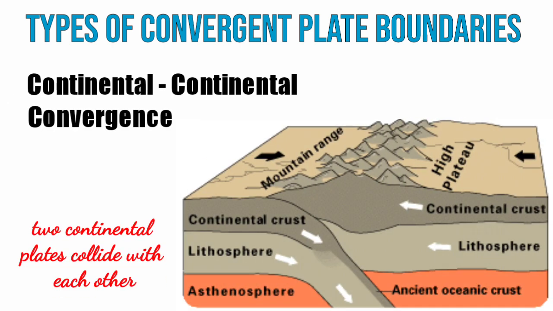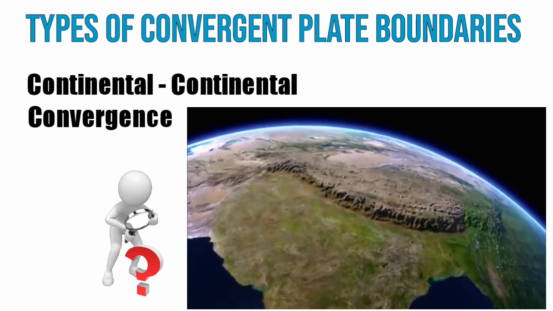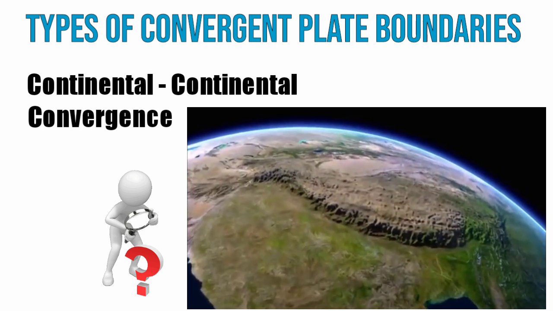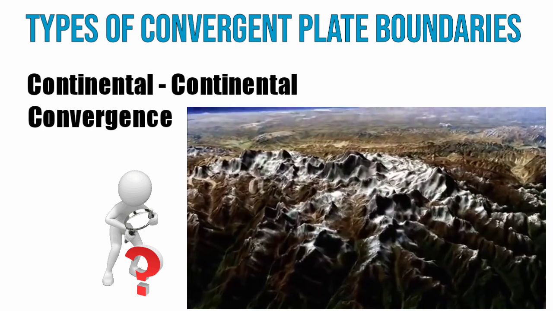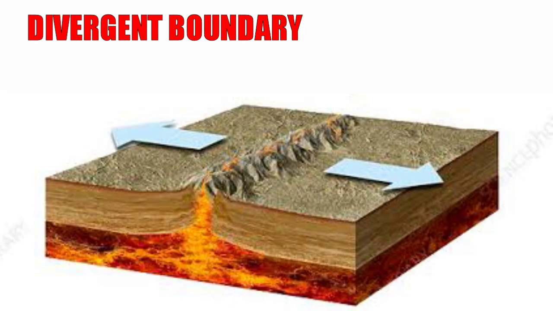Continental-continental convergence is formed when two continental plates collide with each other. Since continental crust is less dense, the collision between two continental crusts leads to the formation of mountain ranges, just like the Himalayan mountains. The next type of plate boundary is the divergent plate boundary.